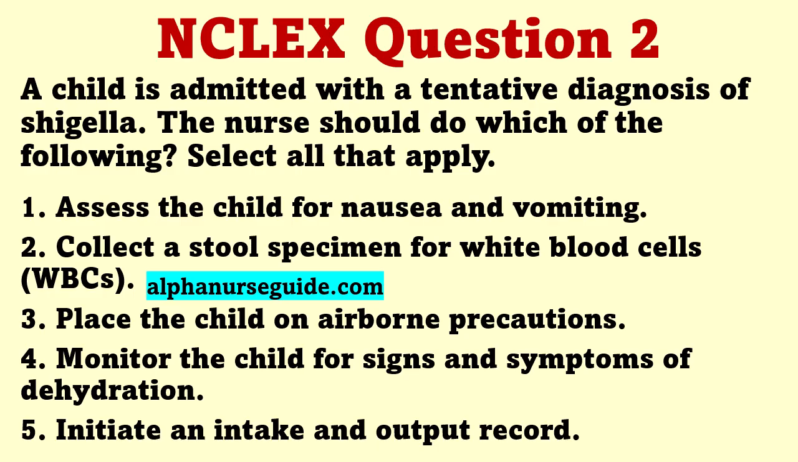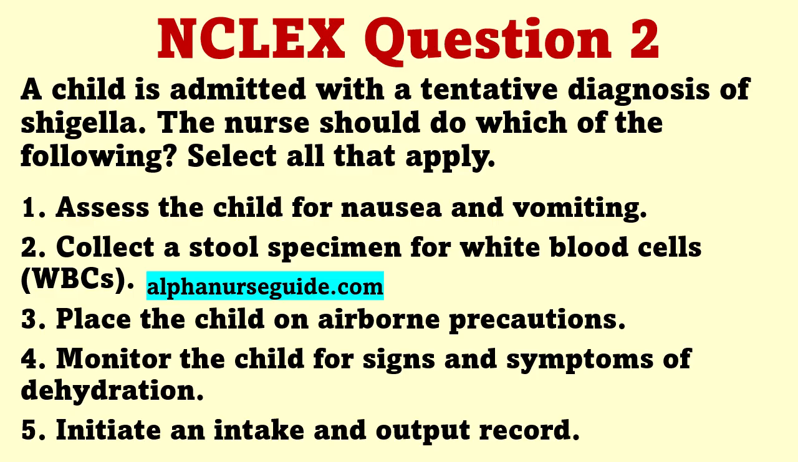The correct answers are 1, 2, 4, and 5. Shigella is caused by the Shigella organism. Clinical manifestations of Shigella include fever, nausea, and vomiting, some cramping, headache, seizures, rectal prolapse, and loose, watery stools containing pus, mucus, and blood. The nurse should assess the child for these symptoms on an ongoing basis.